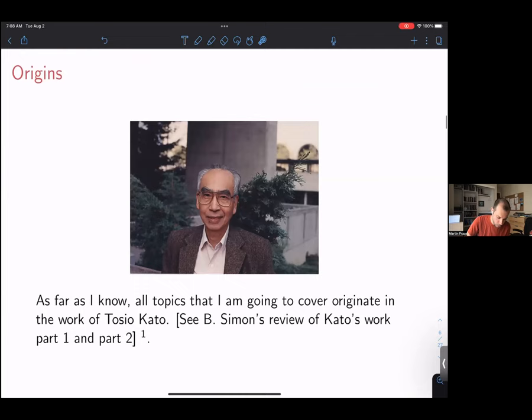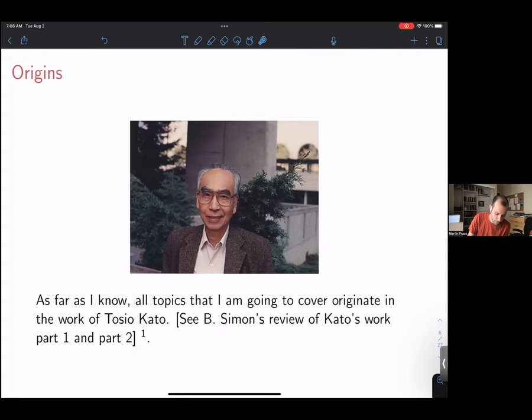Just to finish the outline, I think the origins of all the topics I'm going to talk about are in the work of Tosio Kato. Both perturbation theory of projections and the study of projections, and the first mathematical work on adiabatic theory, all originate in Kato's work. Barry Simon recently wrote a review, a great reading of Kato's work. It has part one and part two, and you can read a lot there about both projections and adiabatic theory.